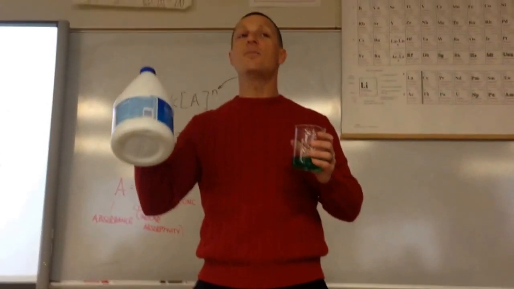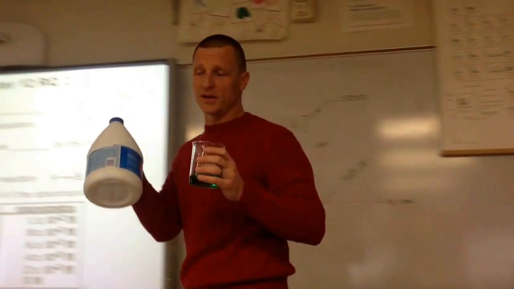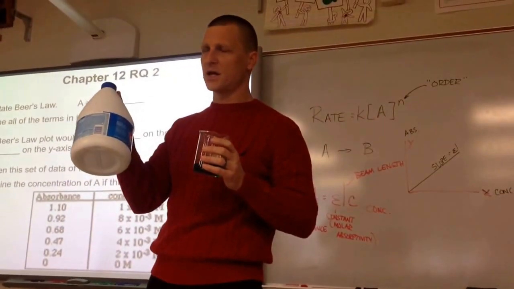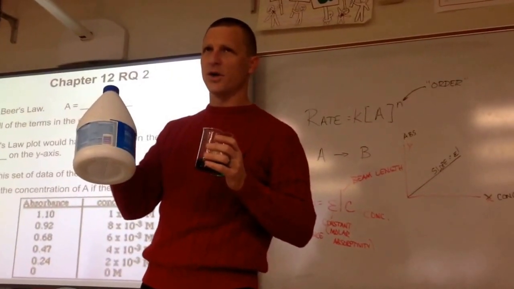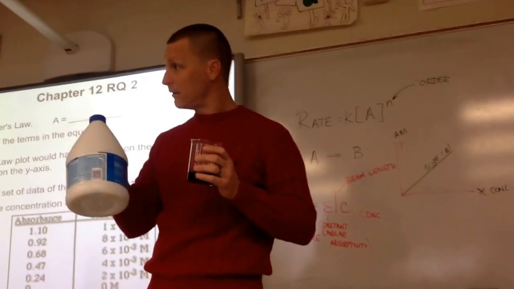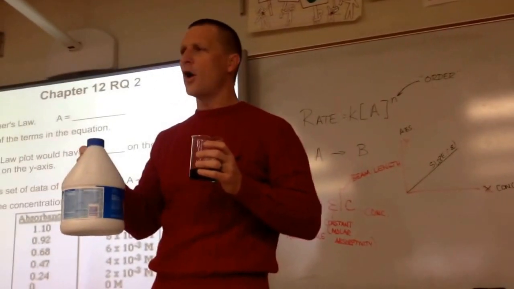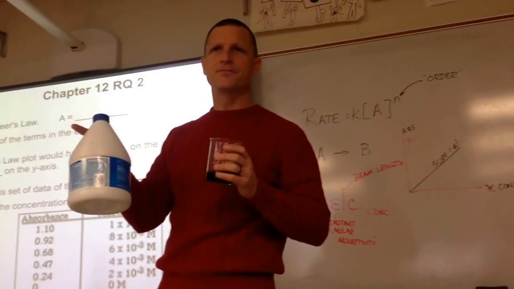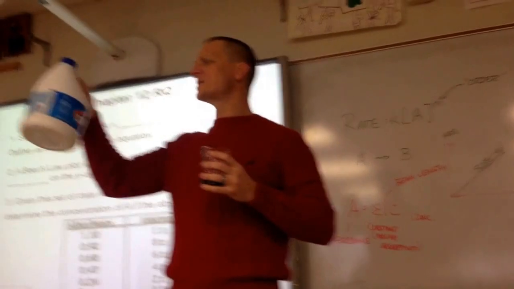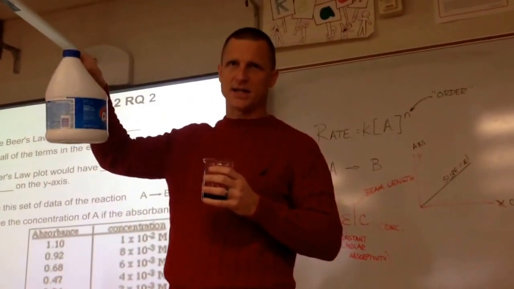Bleach is the hypochlorite ion, ClO with a -1 charge. What is the oxidation number of the Cl? ClO with a -1. So what is the Cl? Oh, it's +1. O is a -2, so what's the Cl? +1. How comfortable is chlorine as a +1 oxidation state?